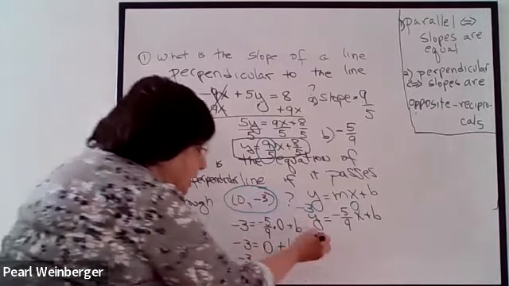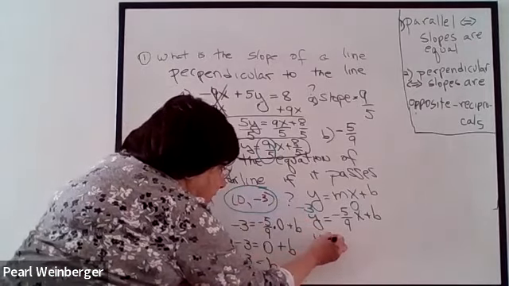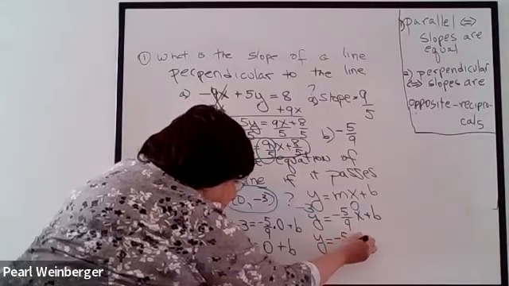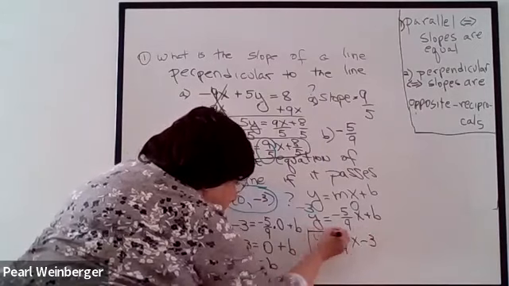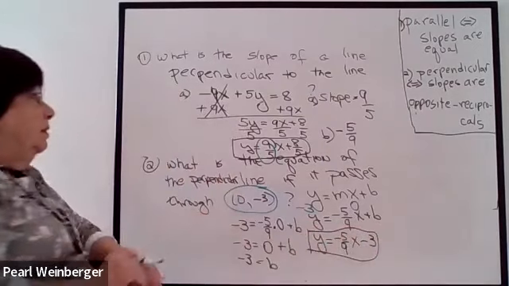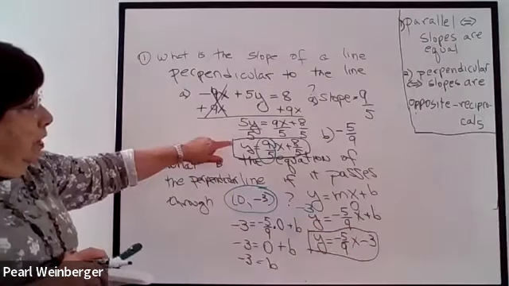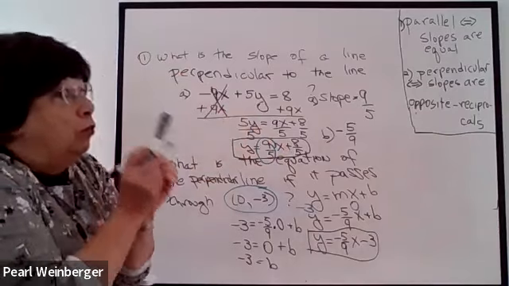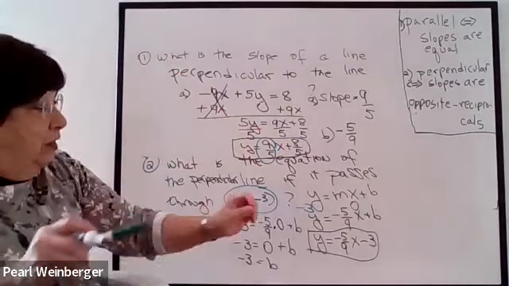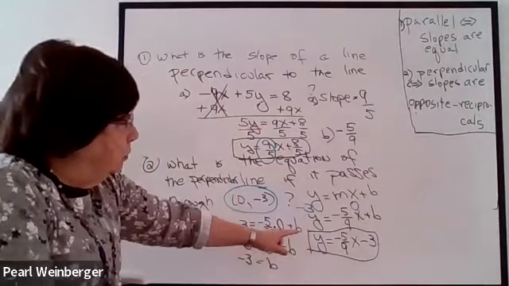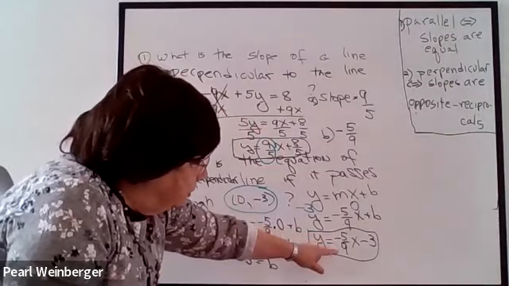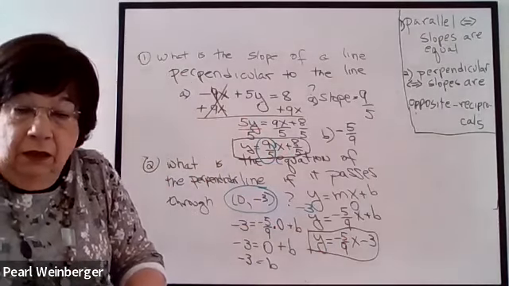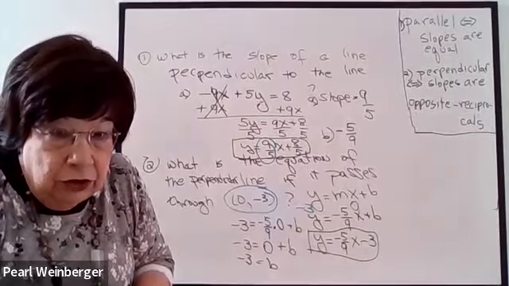So my final answer is y equals -5/9 x minus 3. The original line was y equals 9/5 x plus 8/5, and the equation of the perpendicular line was y equals -5/9 x minus 3. Okay. Are there any questions about this?